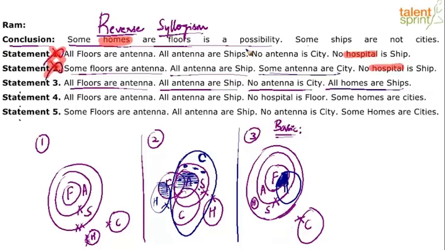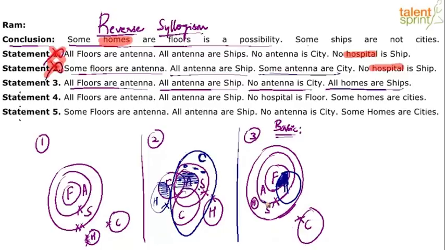Yes, it is possible. The second thing we need to verify is some ships are not cities. Is it true? Yes, definitely true. We know that all the antennas are inside ships, and no antenna can be a city. So definitely there will be some ships, which ships? All the ships which are antennas, right?